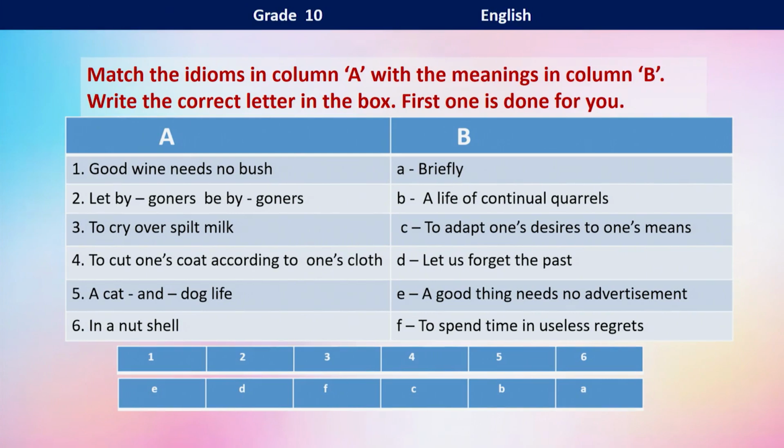A good thing needs no advertisement means good wine needs no bush. Likewise, number 2, it is letter D in column B. Number 3, it's letter F. Number 4, its letter C. Number 5, its letter B. Number 6, its letter A.